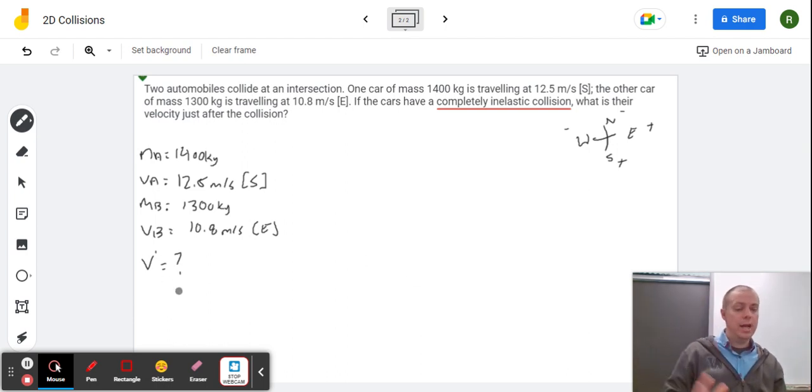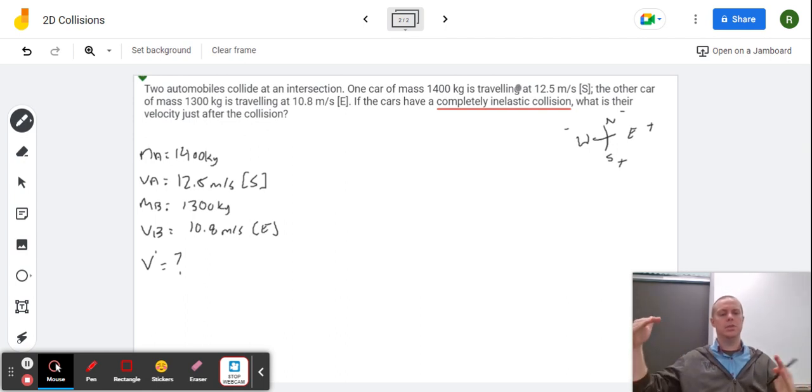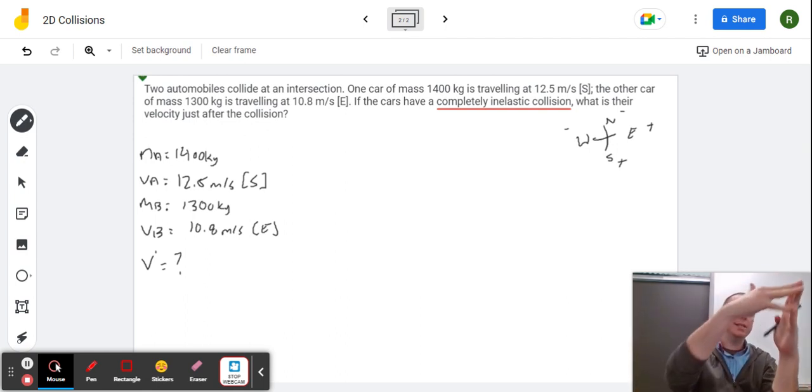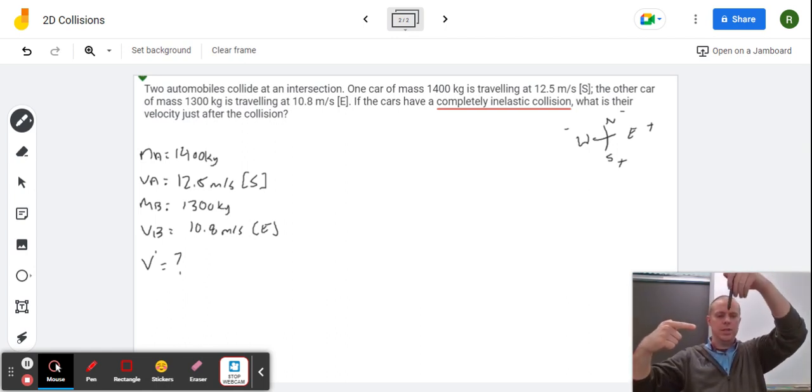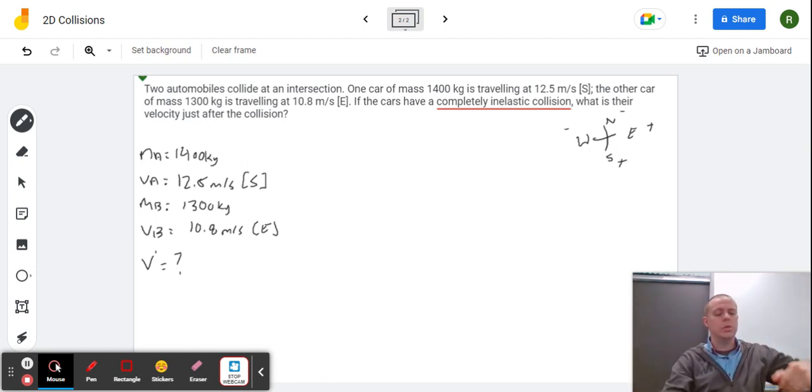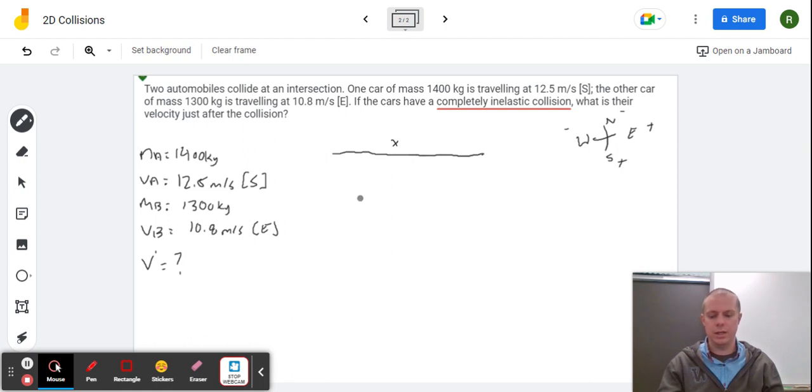And V prime, we know it's just one thing we're looking for because it's completely inelastic. That means the two things stick together and travel as a single object. So one is traveling east, one is traveling south. They're going to hit, and then they're going to go somewhere in the southeast direction. So we need to figure out what that is. To do that, we are going to look at the problem through the x and the y, and then we'll have to put some things together. Okay? So let's start with x.